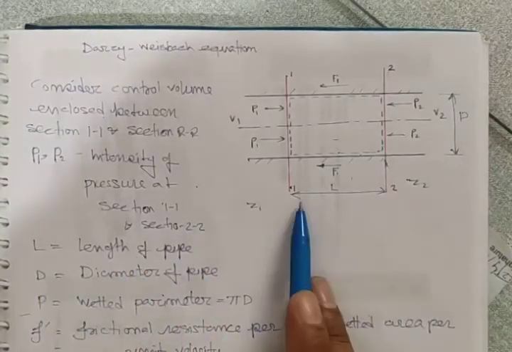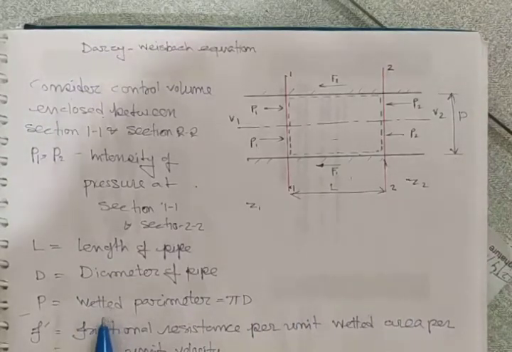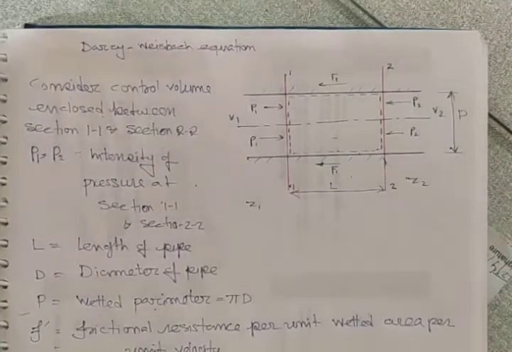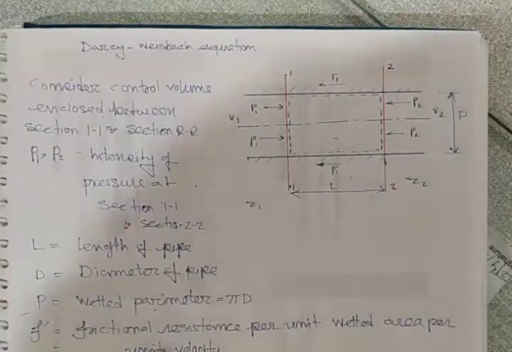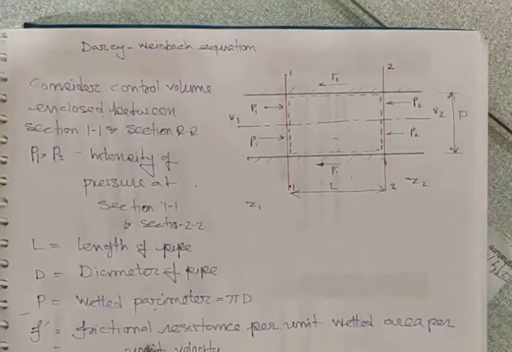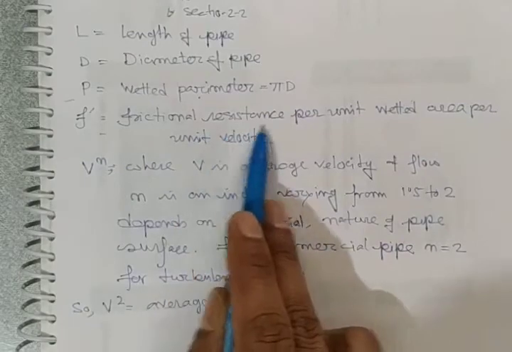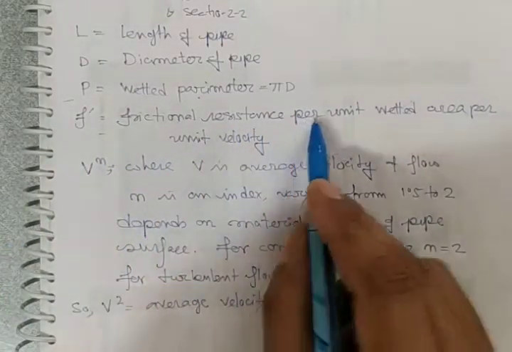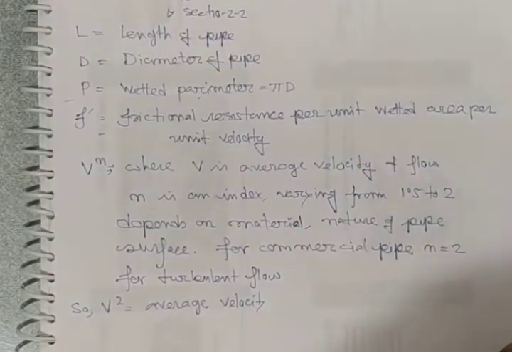L is the length of the pipe. This is the diameter of the pipe. P is the wetted perimeter, which is pi D. Here the most important factor is frictional resistance. This frictional resistance is per unit wetted area per unit velocity.